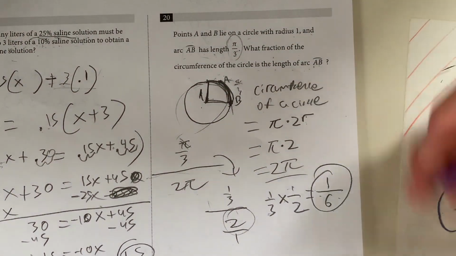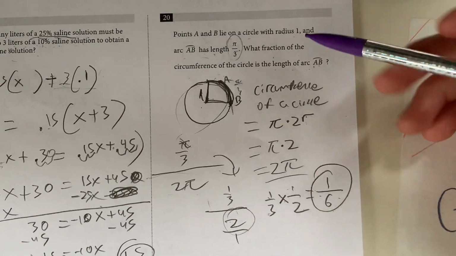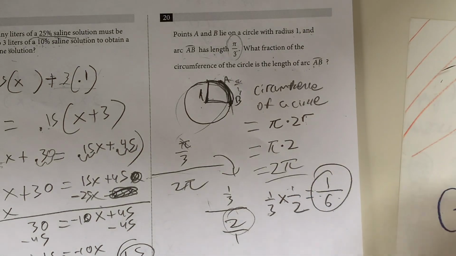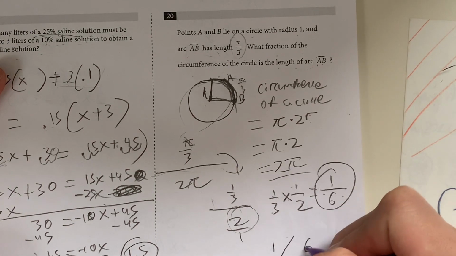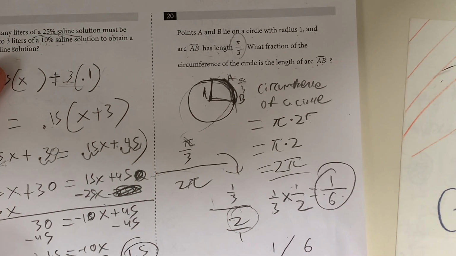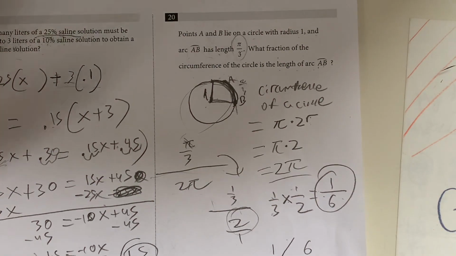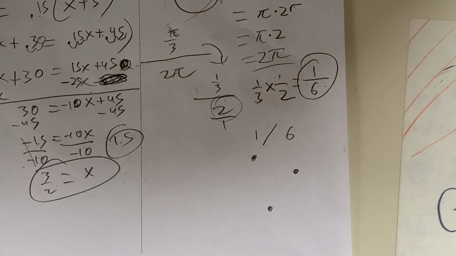Well, that takes care of every single short answer response. And on your Scantron, you would just write 1 over 6, right? So Scantron looks something like this. You write 1 over 6, you bubble 1 over 6. It looks something like that when you bubble it in. And that's exactly how you would do these questions.